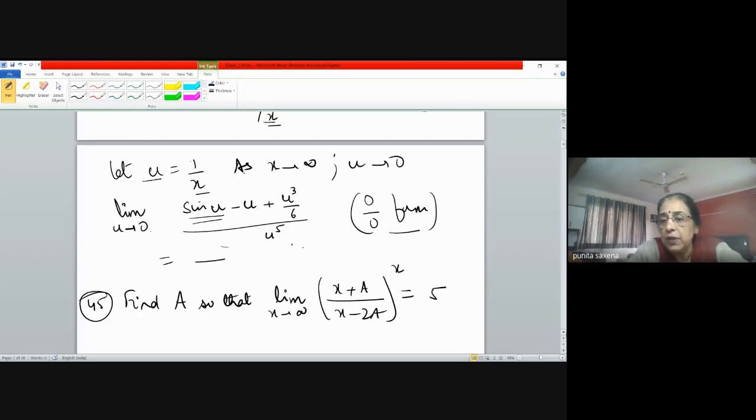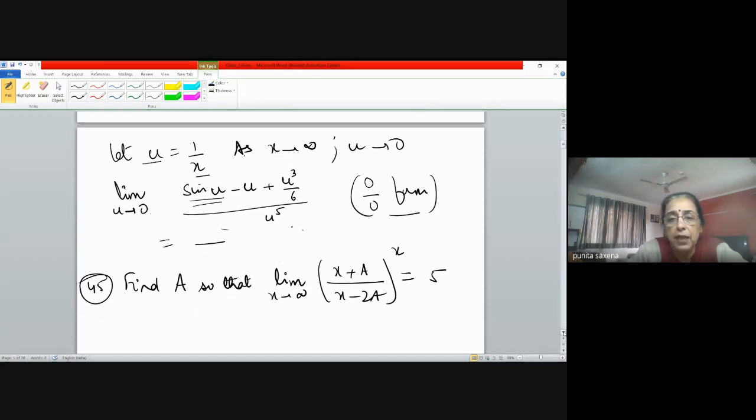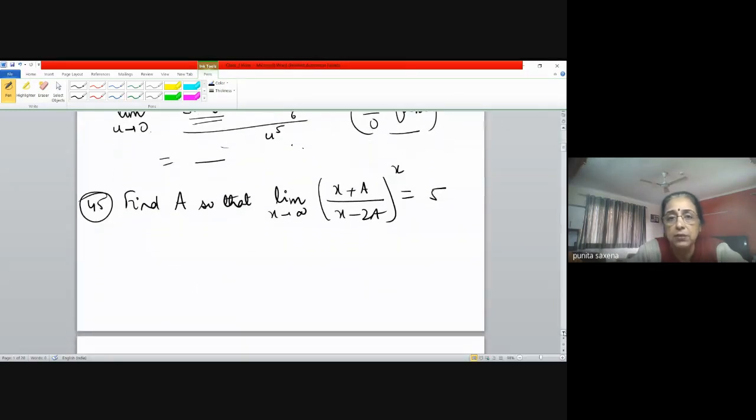Now, if you just look at this problem, a is an unknown constant. It's not necessary that for every value of a, this limit will exist, and for every value of a, this limit will be equal to 5. So we have to find that specific value of a for which, number one, this limit exists, that is for sure, and number two, the limit is equal to 5. We have to satisfy these two conditions.